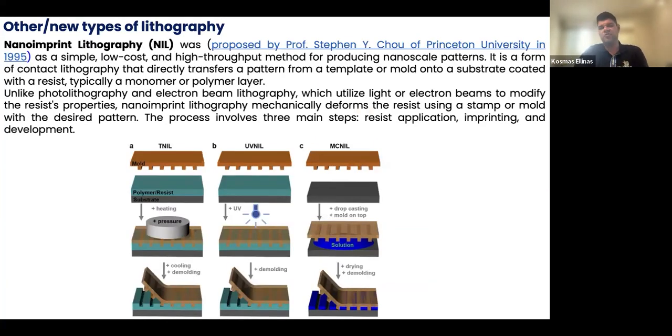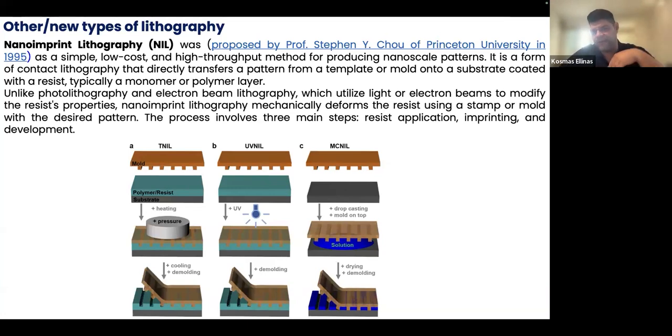And of course, we have nano-imprint lithography, which is a very simple, low-cost, high-throughput method. It has been used in 3 types. In the first one, we have a template, a stamp, with which we apply pressure and heat on a polymer, on a photoresist, in order to create a pattern. In the second type, instead of using pressure and heating, we use UV in order to create the stamp pattern on the photoresist.